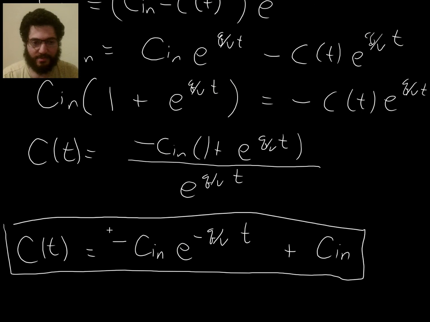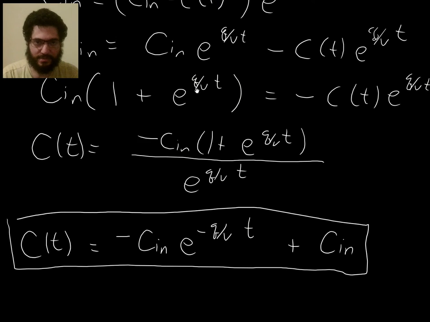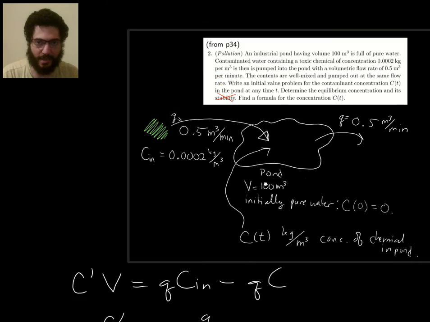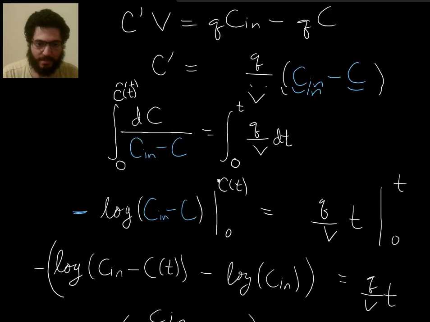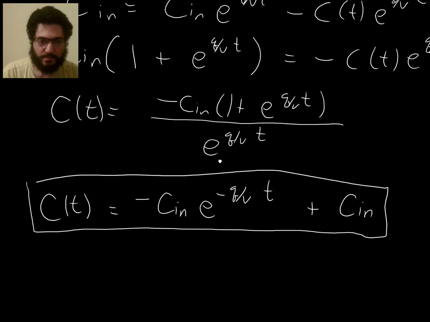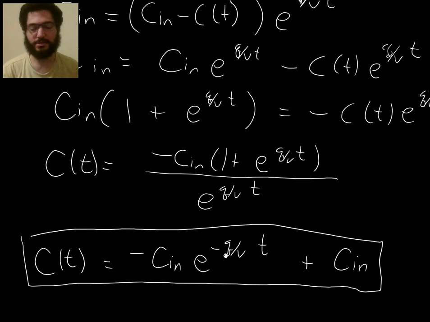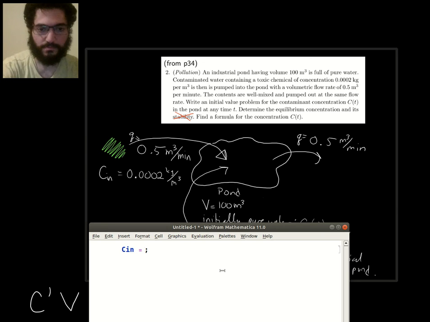Okay, cool. So I think that is my answer. And I haven't put in any numbers yet. The numbers are way back up here, the value for Cn and the value for Q. But how about we plot this in Mathematica and just look at what it looks like? How does the concentration of chemical in the lake change in time? So I'll be right back.